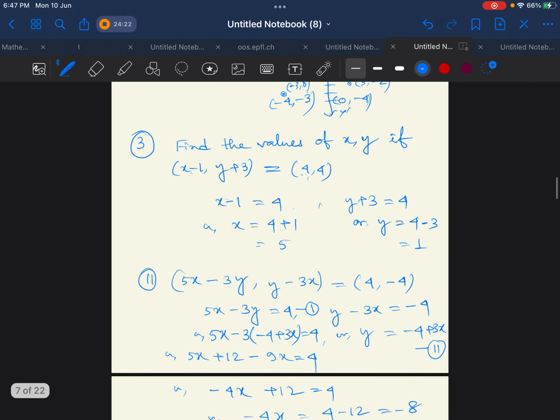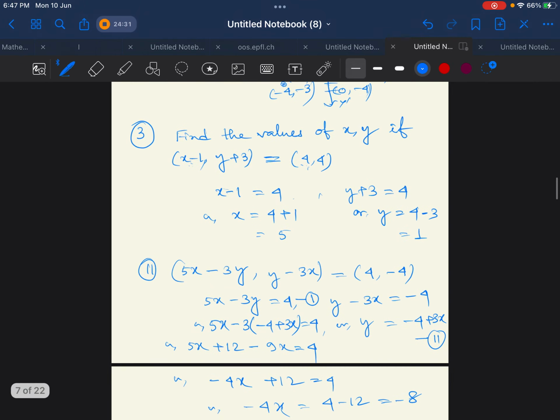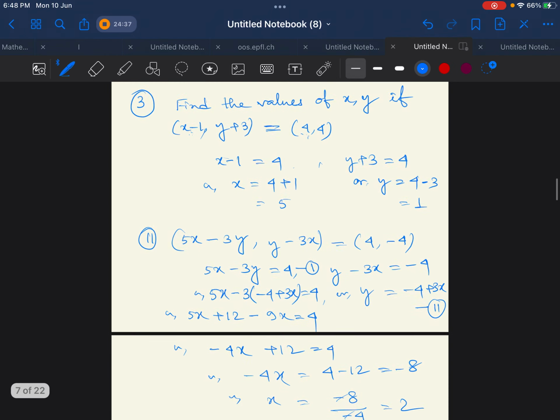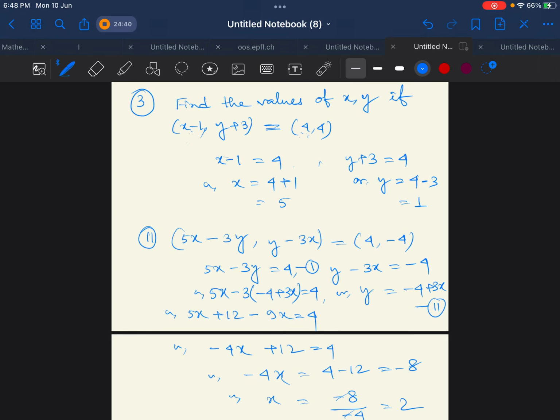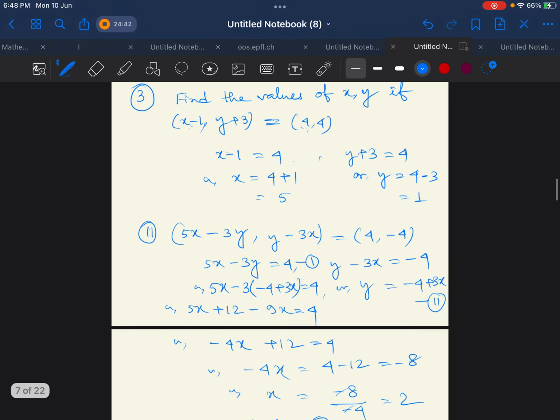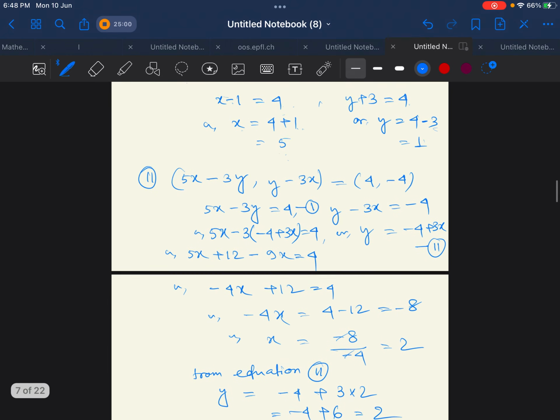Now, the third question. Find the values of x, y if x minus 1, comma, y plus 3 is equal to 4, 4. Okay. So, here both ordered pairs are the same, then their corresponding components are the same. So, here x minus 1 is equal to 4, x is equal to 4 plus 1. So, we get 5, and y plus 3 is equal to 4, y equals 4 minus 3. So, we get 1.